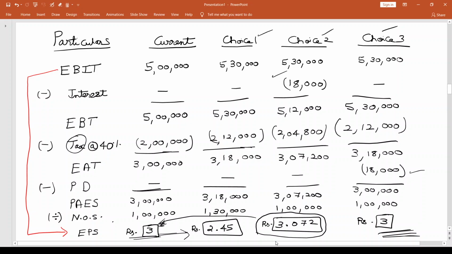What do I mean by tax savings? Reduced outflow in tax compared to the other choice. In this choice, I have a lesser outflow. That's called a savings in tax outflow. So I call this tax savings.